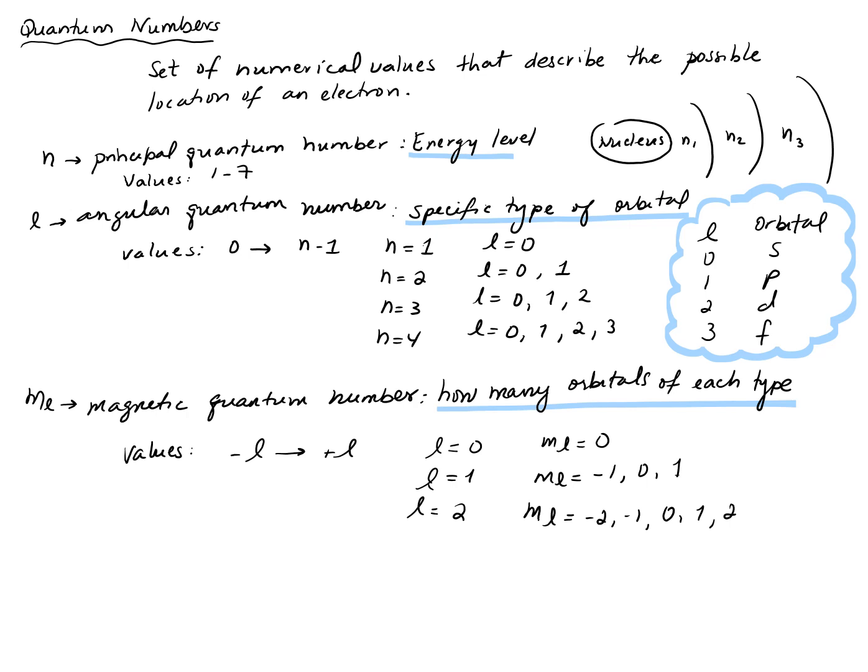So let's review the quantum numbers. The quantum numbers are actually solutions for a mathematical equation, and we use this combination of numbers to describe the orbital. And the orbital is this volume in space around the nucleus of an atom where we can find the electron, or we have a high probability of finding an electron.